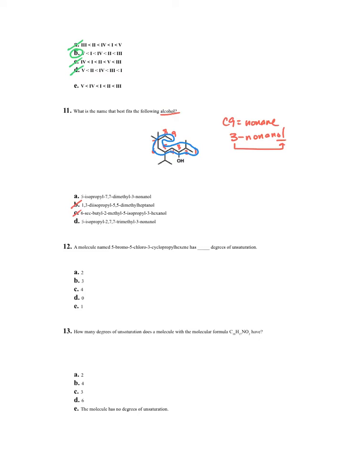So everything outside that is a substituent. So we can see at positions 2 and 7 we have methyl groups. There are 3 of them. So we would have to say 2, 7, 7 trimethyl.